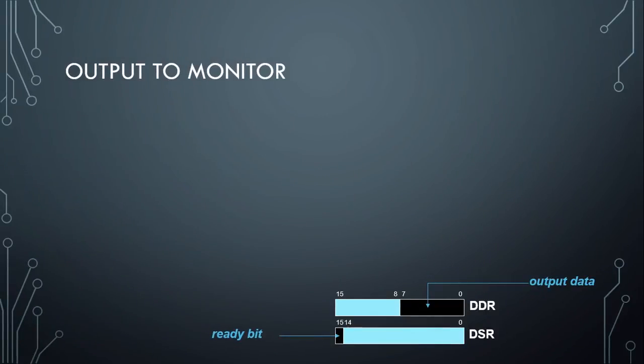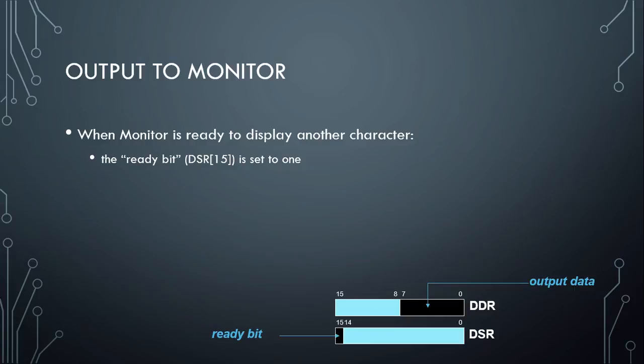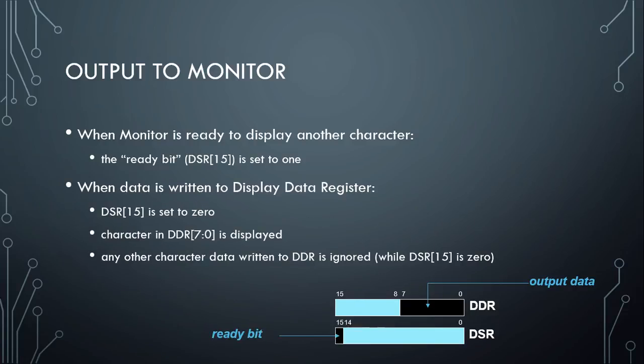All right, now we've done a lot of discussion with input. Let's talk about output, so outputting to the monitor. When the monitor is ready to display another character, the ready bit, DSR15, is set to 1. When the data is written to the display data register, DSR15 is set to 0, and the character in DDR 7 to 0 is then displayed.